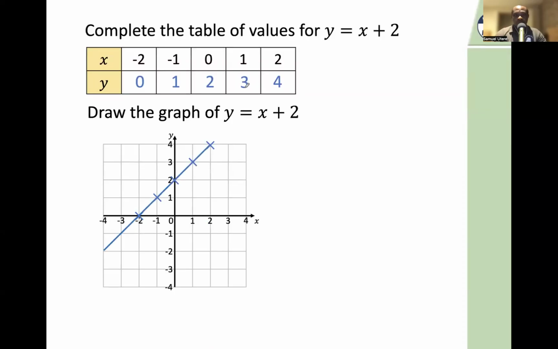Now, notice the gradient. The gradient is 1 because for every 1 across, we go up 1. And notice where the graph cuts the y-axis, the intercept. Notice it is 2, positive 2.